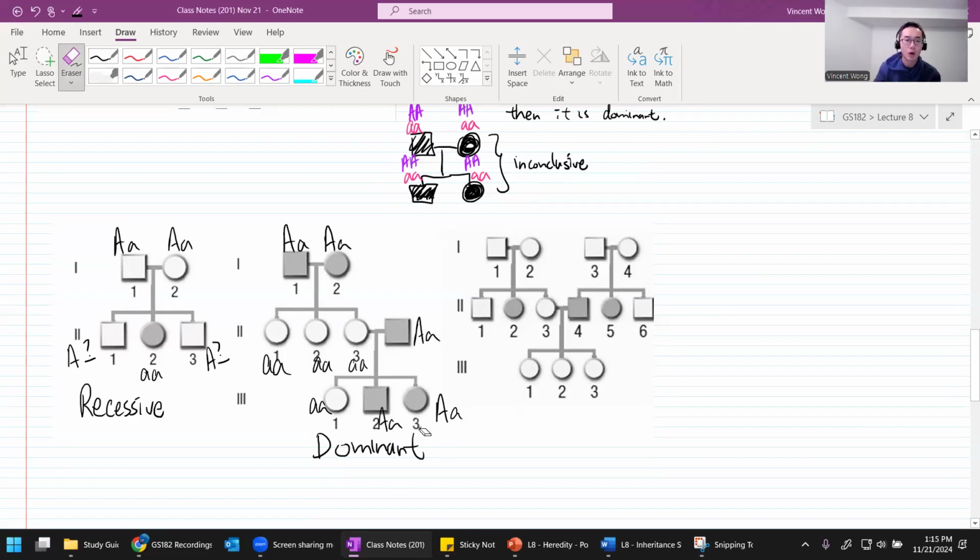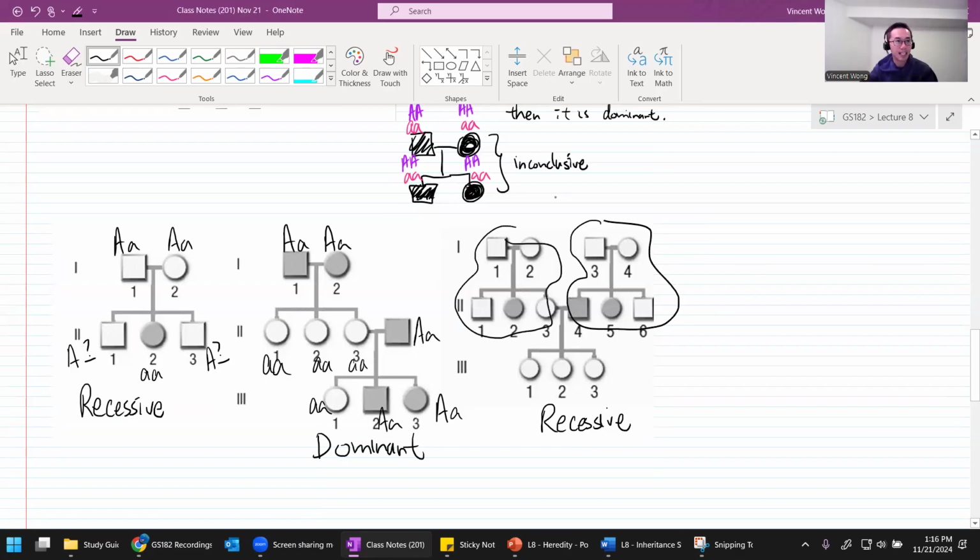Okay, so you can see a dominant trait is more common compared to a recessive trait. Again, more people in the family are going to have the dominant trait compared to a recessive trait. And over here, finally, this is also recessive, because you can see in both families here, the parents don't have it, but one of the kids and two of the kids here have the condition.